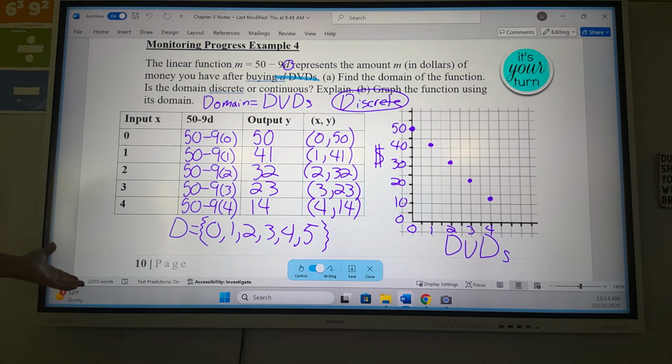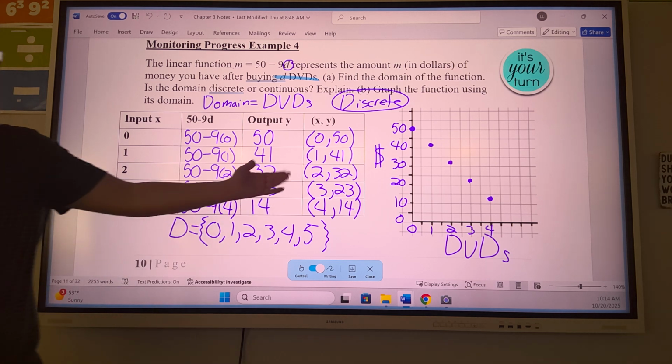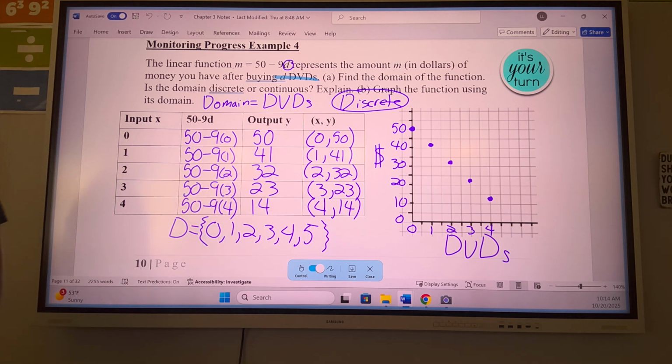Do we have to connect these dots? No, we don't. We don't connect these dots because you cannot buy half a DVD.